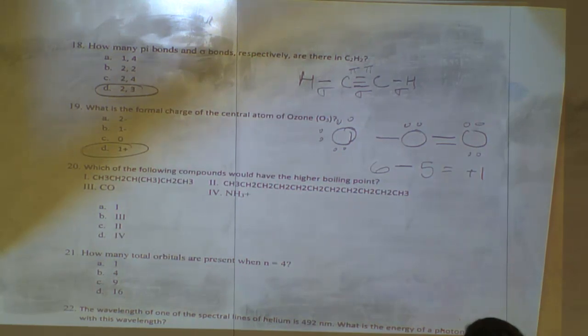So which of the following compounds would have the higher boiling point? Go ahead and look through that one. Let me know what you guys think. So each dot counts as 1 and each line counts as 1. Nice. Interesting. Yeah. I know, formal charge is odd. So yeah, 20 is which would have a higher boiling point.